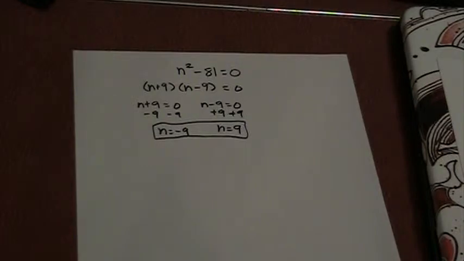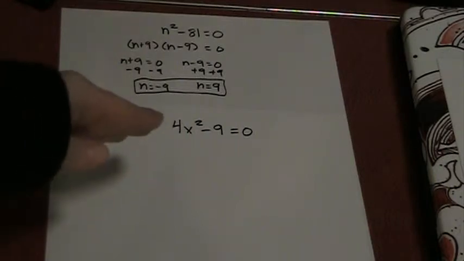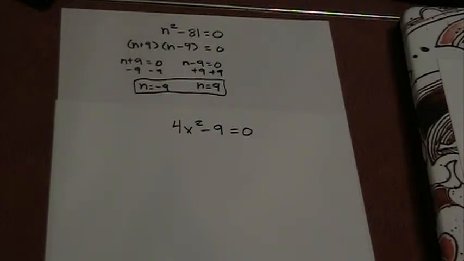Now, sometimes it may be a little more difficult to spot that it's a difference of squares. So, for example, if I had 4x squared minus 9, 4 is a perfect square, x squared is a perfect square, 9 is a perfect square. It's subtraction, it's two terms, so it's difference of squares. So just because there's a number in front of the squared term doesn't change my process.